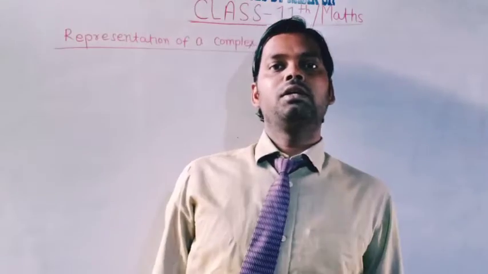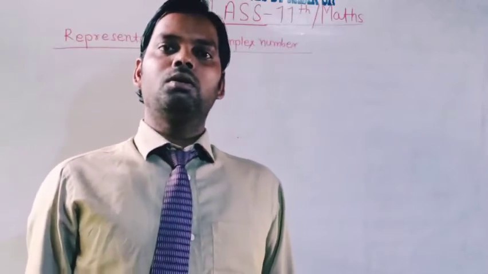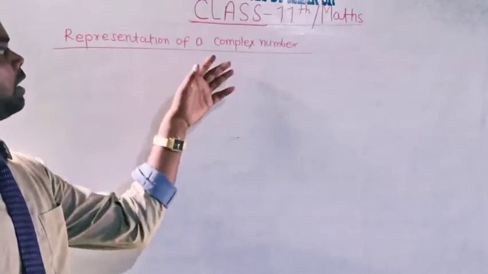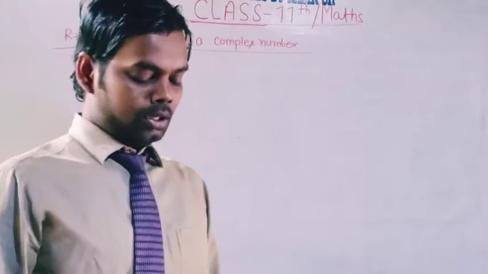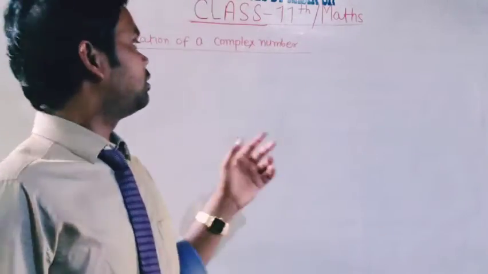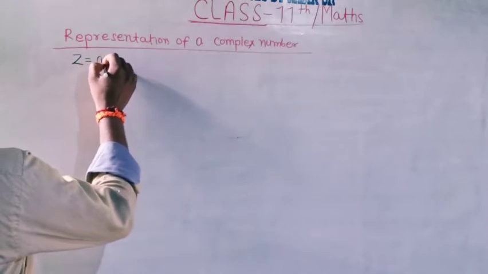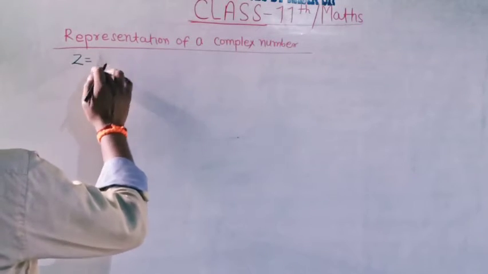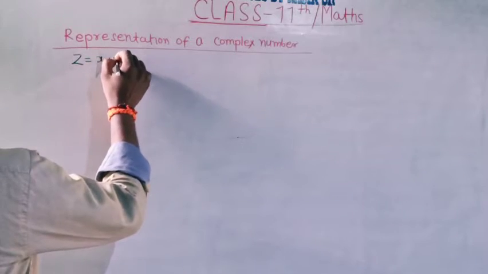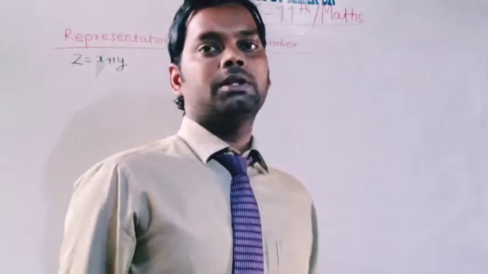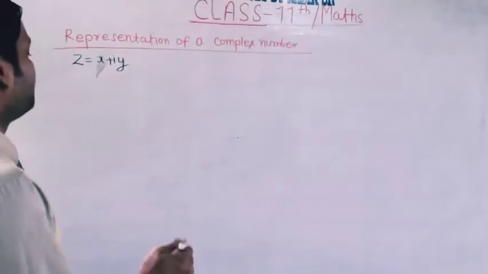Hello students, in this video we will talk about the representation of a complex number. Okay children, so dear children, a complex number z equal to x plus iy can be represented in the following three forms.